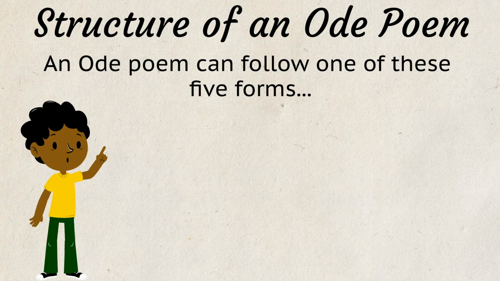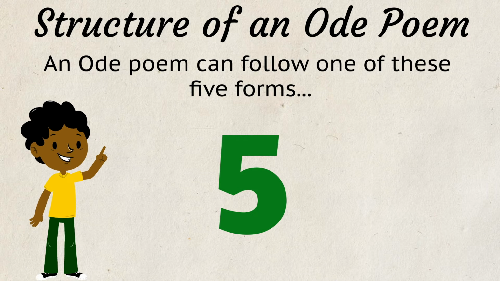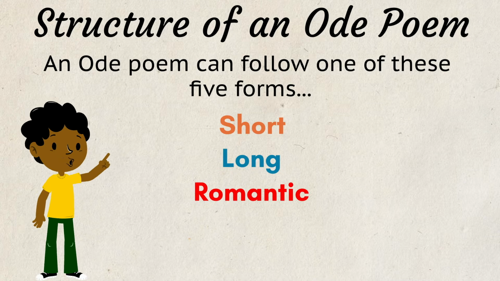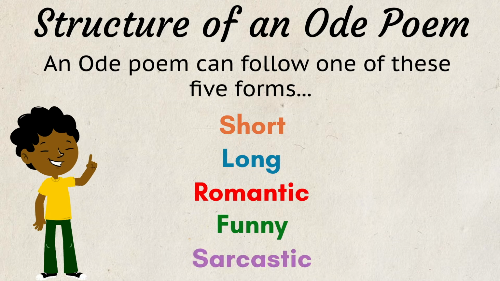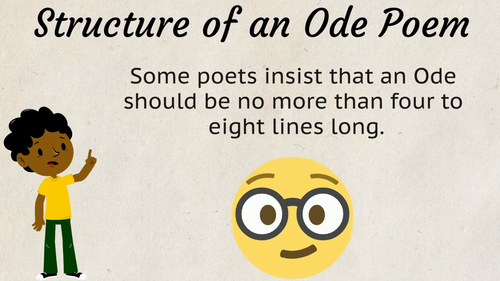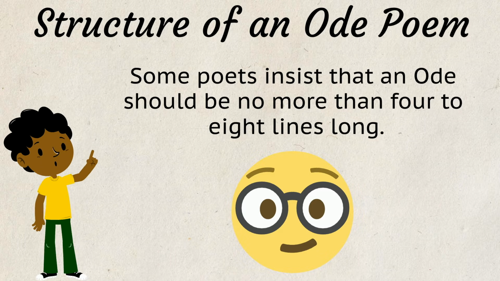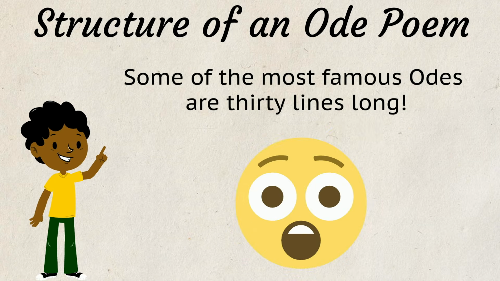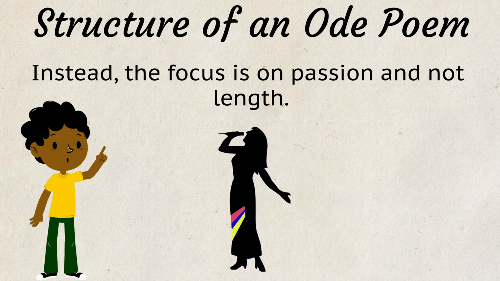An ode poem can follow one of these 5 forms: short, long, romantic, funny, or sarcastic. Some poets insist that an ode should be no more than 4 to 8 lines long. Some of the most famous odes are 30 lines long. Instead, the focus is on passion, not length.